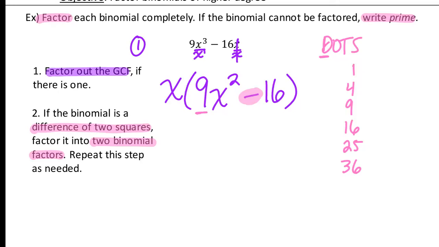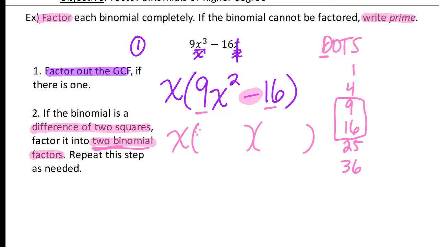So I have the 9 and the 16. Are both of those on the list? Yes. I have a 9 and a 16, and I have the x squared. That means I have a difference of two squares because both of them are perfect squares and I have a subtraction, okay? So I do have a difference of two squares, so I can split it into two binomials and then bring down your GCF.